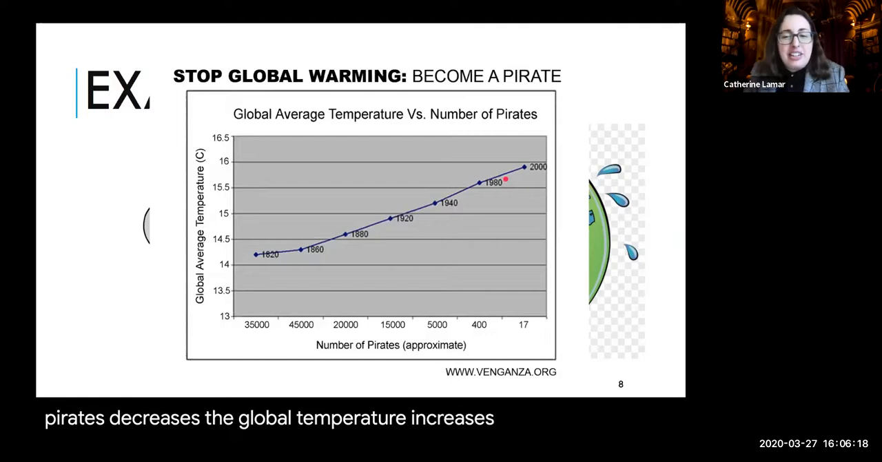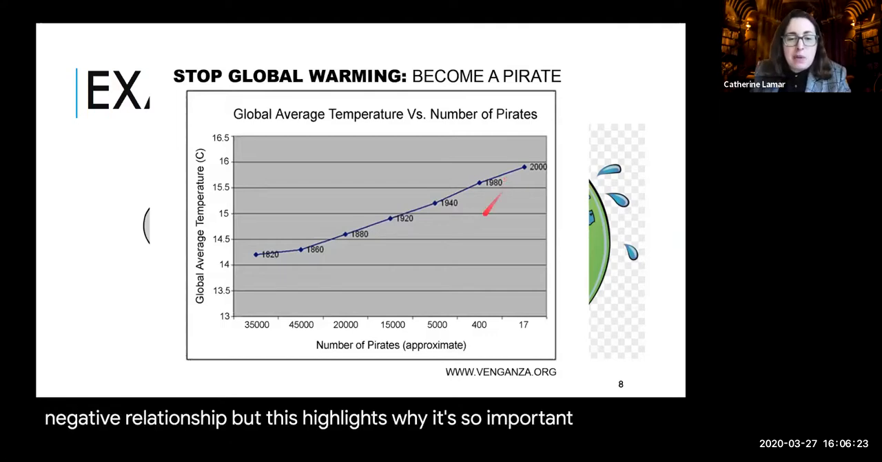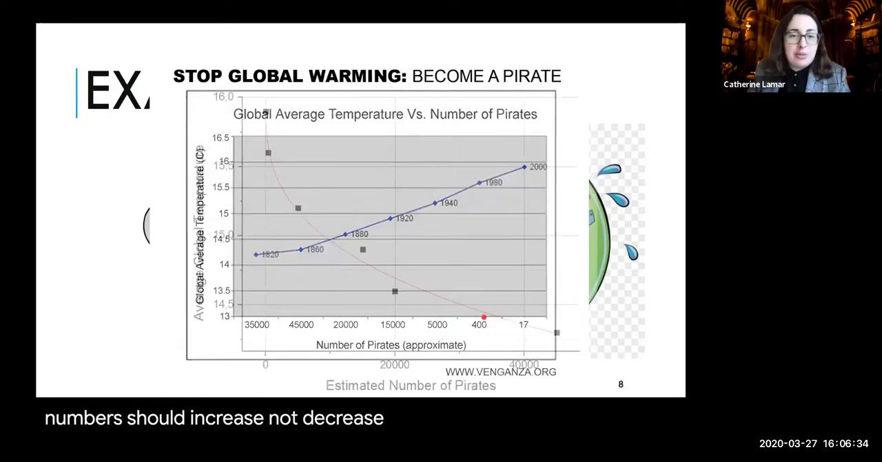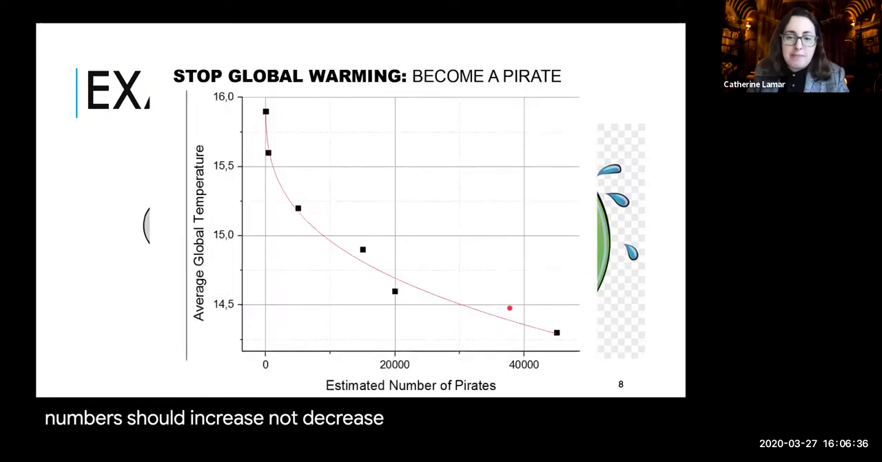Again, we still have a negative relationship, but this highlights why it's so important to always start with the smallest number closest to that corner of the graph. And then as we move further away from the corner down the x-axis, those numbers should increase, not decrease. When we do that, we can correctly see the relationship as a negative linear relationship.